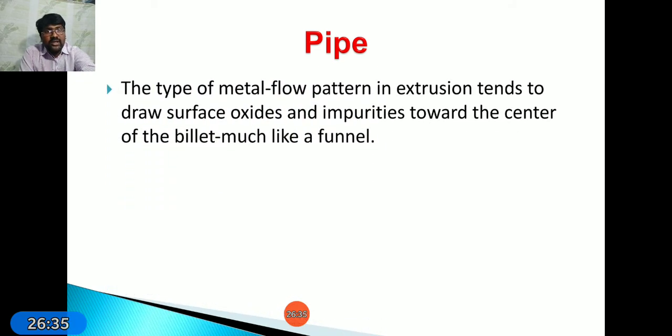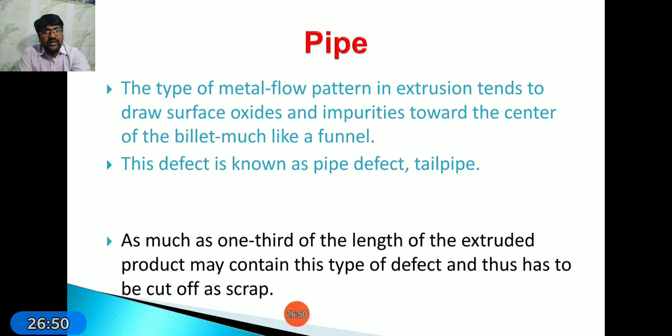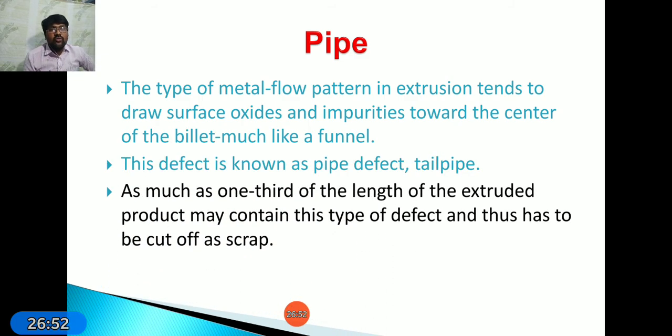Next, coming to the last defect, pipe. The type of metal flow pattern in the extrusion process tends to draw surface oxides and impurities towards the center of the billet. It is like a funnel shape. Here the pipe will occur. The defect is known as pipe defect or tail length. Next, as much as one third of the length of the extruded products may contain this type of defect.